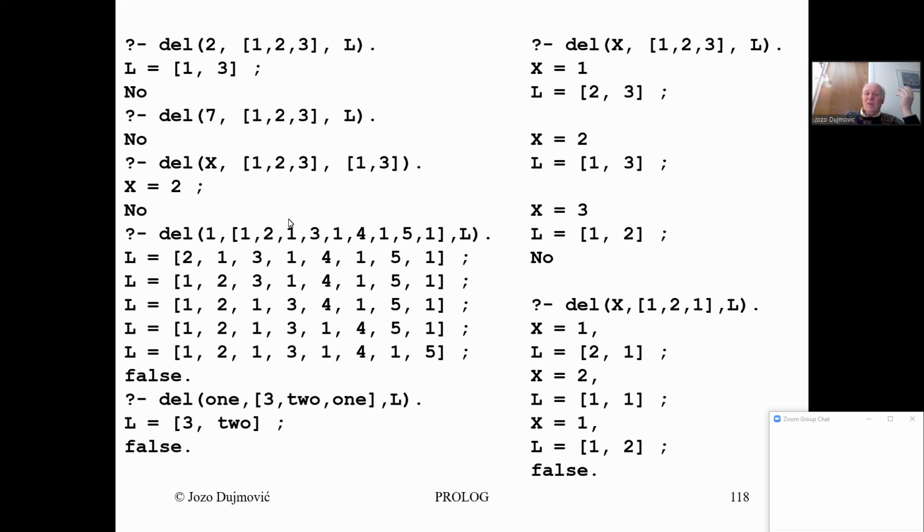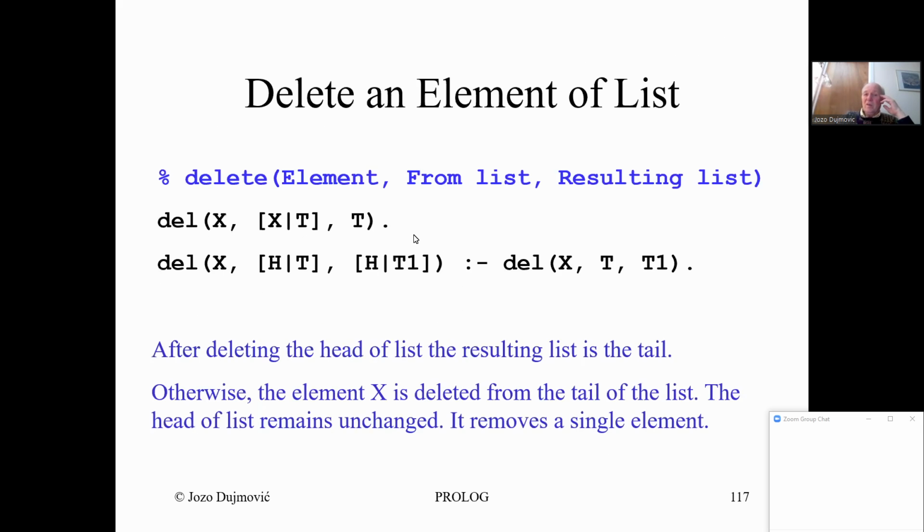So for example, in this case, where I have the list 1, 2, 1, 3, what is the head? Head is this 1. And the tail is everything from the second element to the end. Do you agree with that? Yeah. Okay, so that's the answer. I need to decompose head and tail.